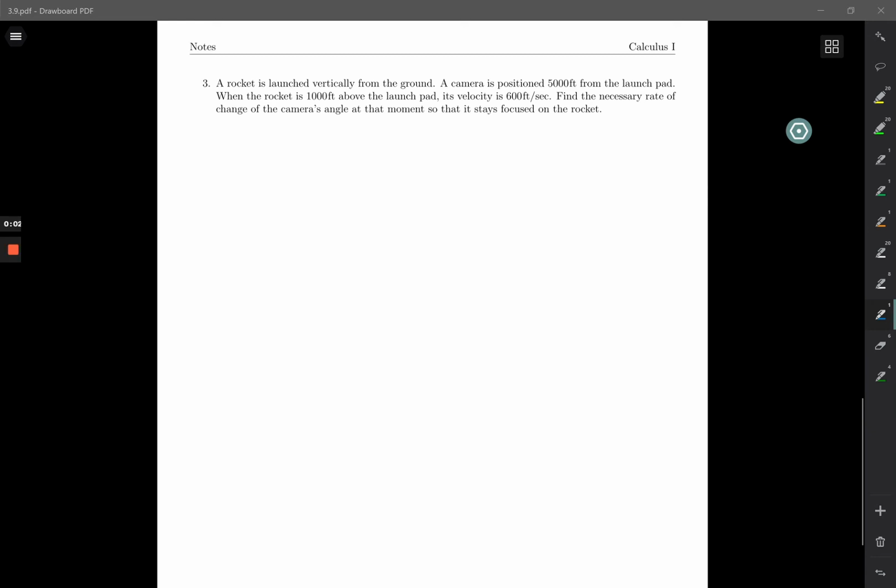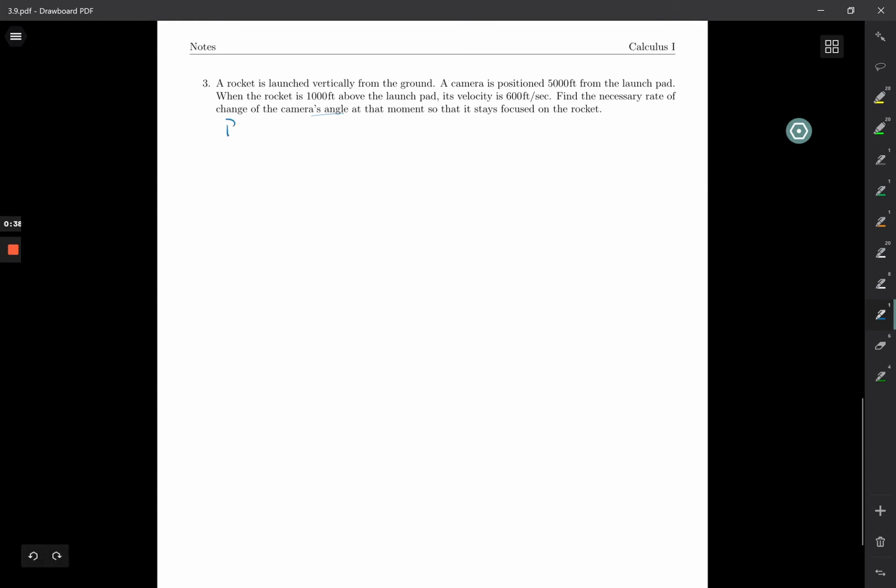Okay, so here is the last example that we'll do. Just reading through the problem, it says that a rocket is launched vertically from the ground and a camera is positioned 5,000 feet away from the launch pad, the place that it launches from. And when the rocket is 1,000 feet above the launch pad, its velocity is 600 feet per second. Now we want to find the necessary rate of change of the camera's angle at that moment so that it stays focused on the rocket.